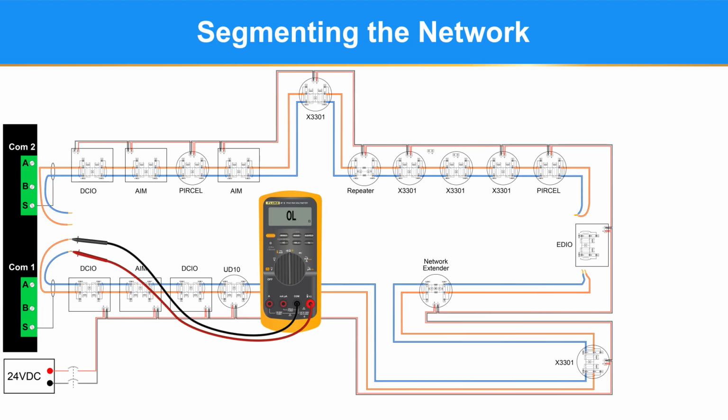And since you are there, do a resistance check on COM1. It should be infinite. If not, you have a problem on the COM1 side of the break of the network.